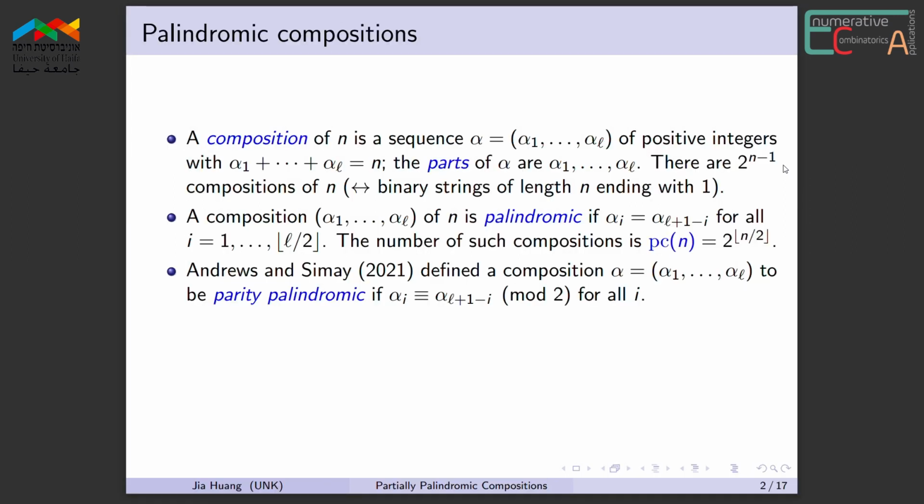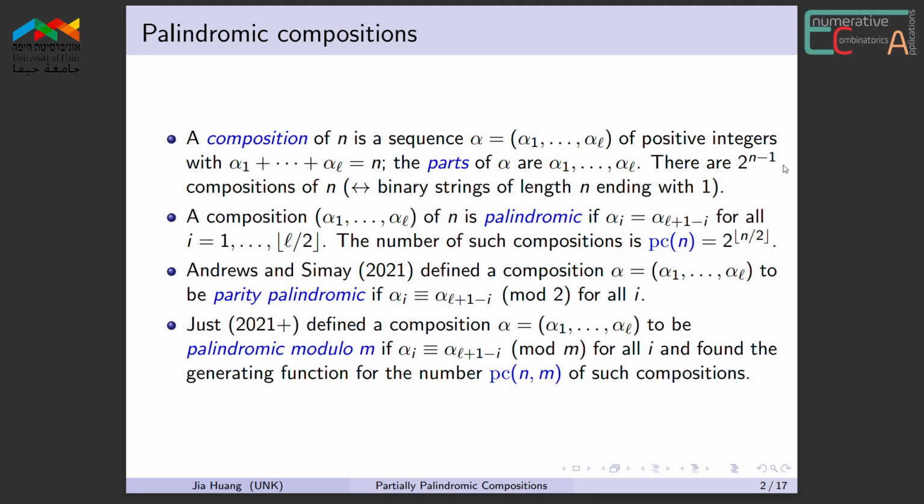Andrews and May in 2021 defined a composition to be parity palindromic if the ith part and ith last part have the same parity. Just generalized this to palindromic compositions modulo M by imposing the condition that the ith part and ith last part are congruent modulo M for all i. He studied the number Pc M of n of such compositions and obtained the generating function for this number.